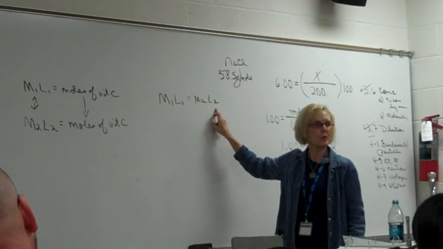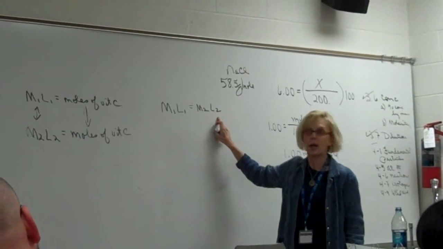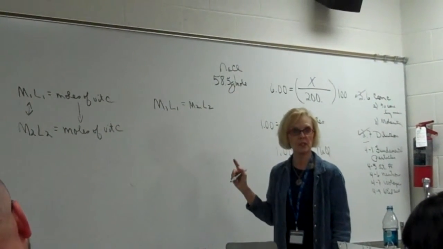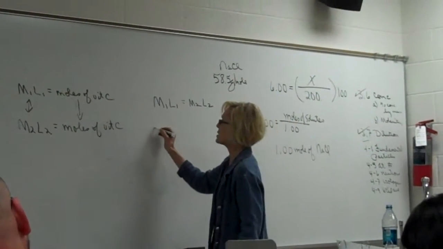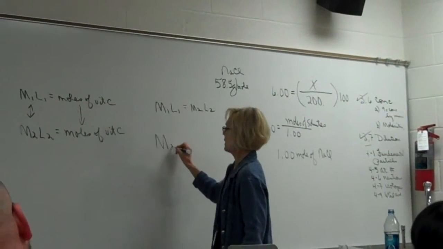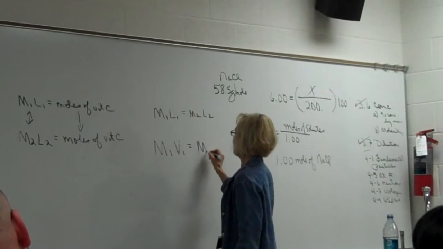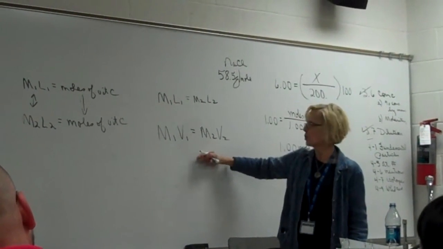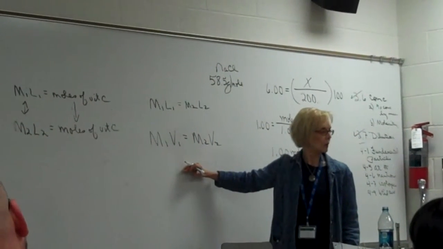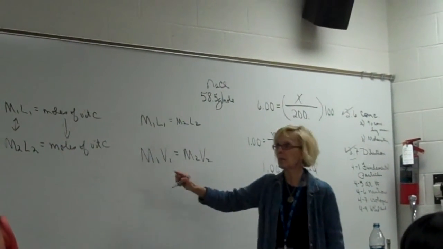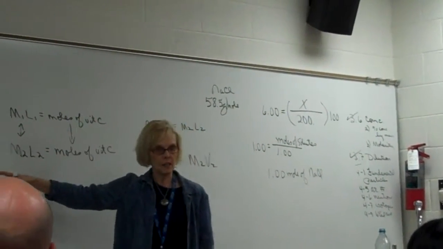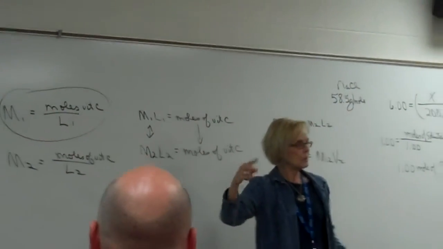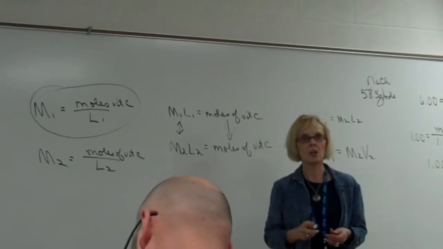You can have both of them in quarts if you wanted to, and it would still be true, as long as you're consistent. So, this is what your book does. M1V1 is equal to M2V2. Anytime we dilute, this is what you need. Now, where did it come from? That basic idea, dilution changes volume and concentration, but not how much solute.